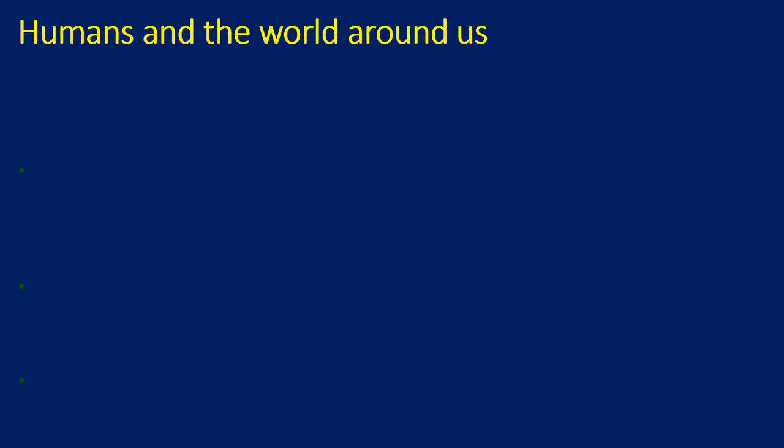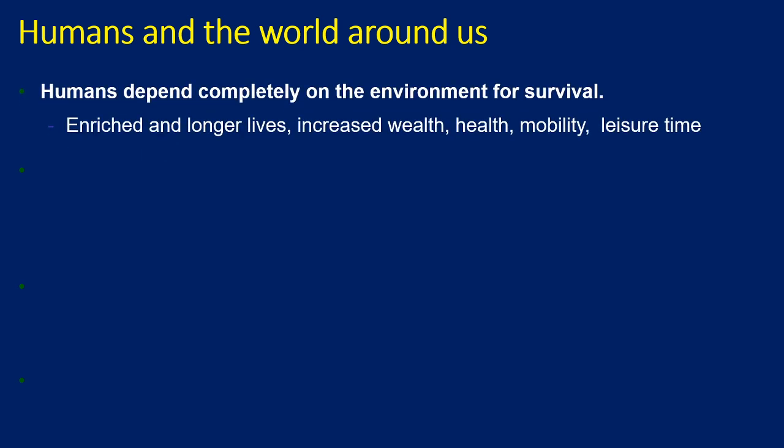Now let's look into the humans and the world around us. The humans depend completely on the environment for our survival. What do we mean by that? For enriched and longer lives, we depend on environment. For increased wealth, we again depend on environment. For our health, we are dependent on environment. For mobility, we are dependent on environment. Even for our leisure time, we are dependent on environment. Go to a nice place, cool and calm place, beautiful place. Yes, that's a part of it.